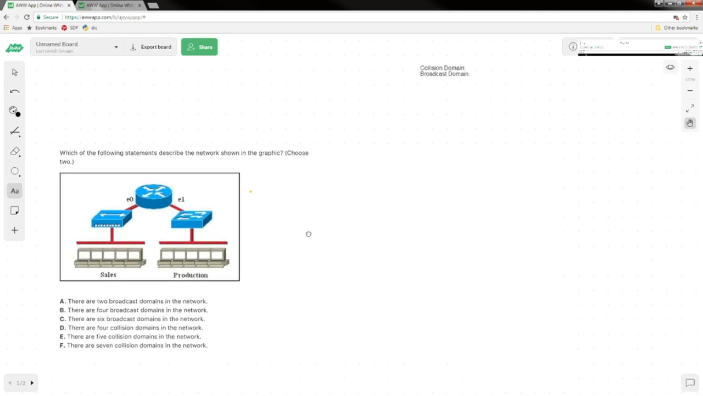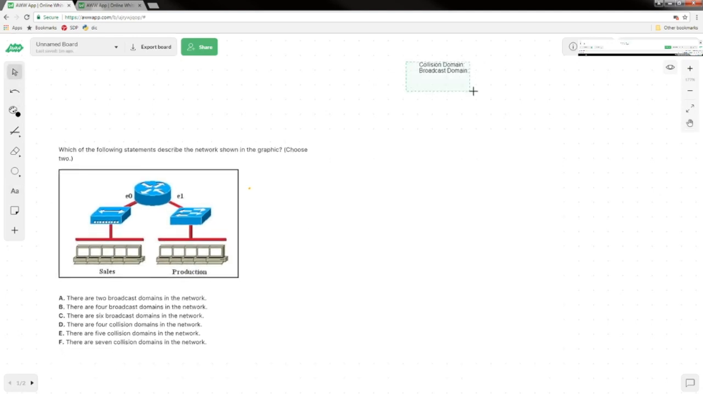Now let's calculate our broadcast domain and the collision domain in this case. Let's first calculate the collision domain. On this side there is a hub. Regardless of the number of connections connected to a hub, it results in one collision domain. So there is one collision domain on this side, one collision domain on this side, and also there is a switch here.